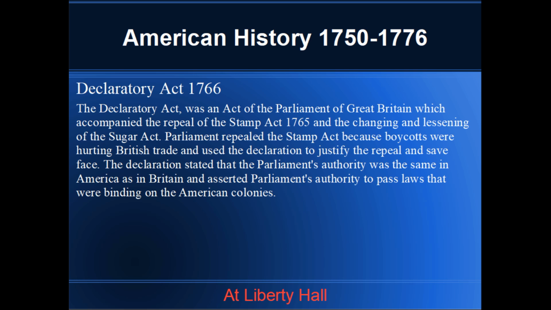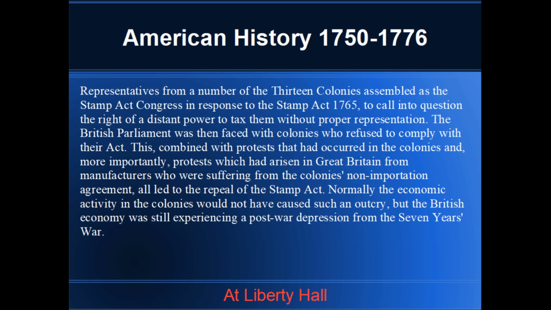Declaratory Act, 1766. The Declaratory Act was an act of the Parliament of Great Britain, which accompanied the repeal of the Stamp Act 1765 and the changing and lessening of the Sugar Act. Parliament repealed the Stamp Act because boycotts were hurting British trade, and used the Declaration to justify the repeal and save face. The Declaration stated that the Parliament's authority was the same in America as in Britain, and asserted Parliament's authority to pass laws that were binding on the American colonies.